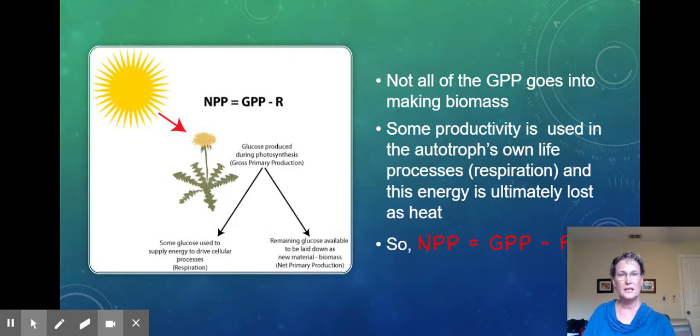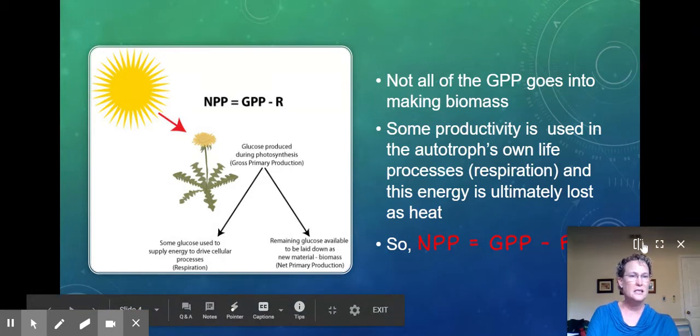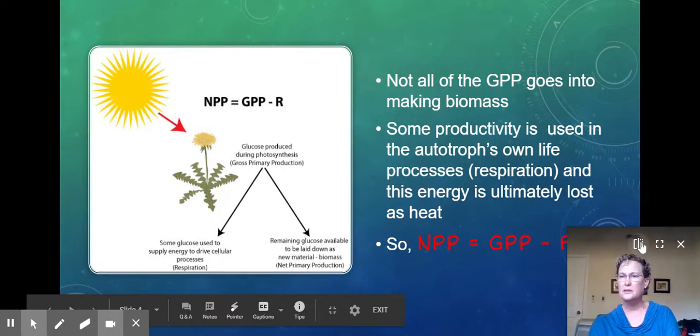Not all of the gross primary productivity goes into making biomass. Some productivity is used in the autotroph's own life processes, like respiration, and some of the energy is actually lost as heat.